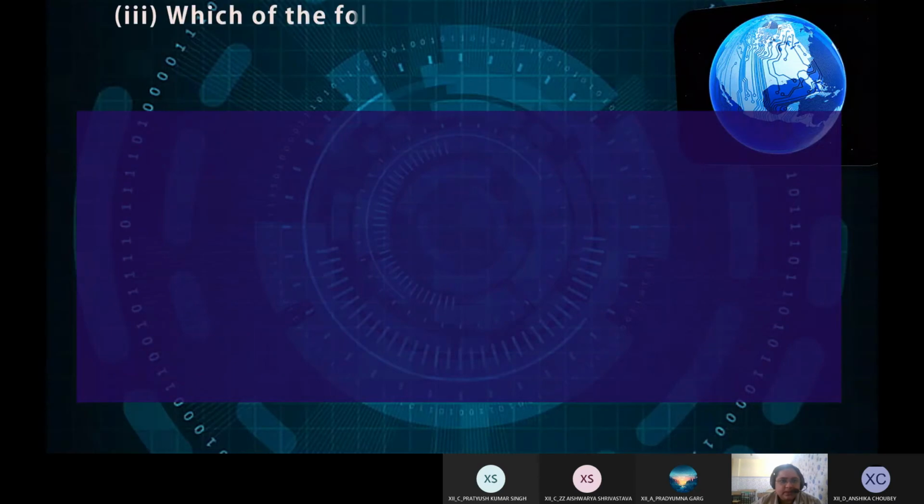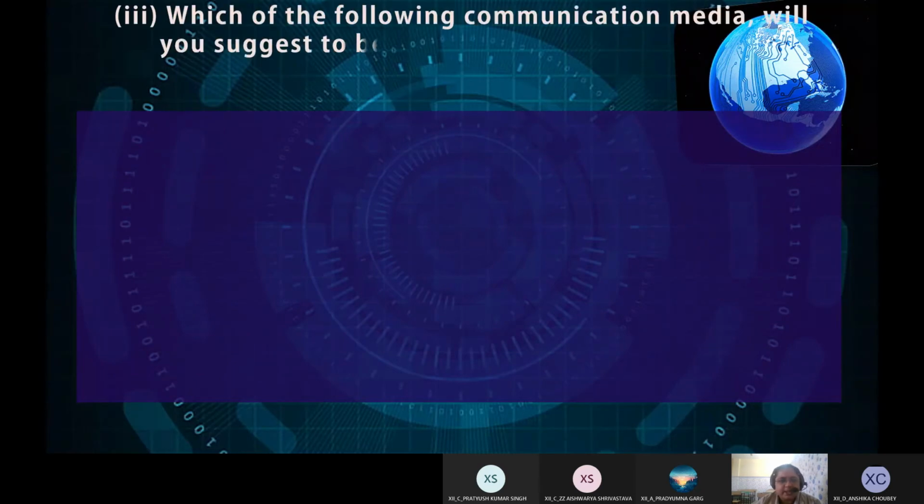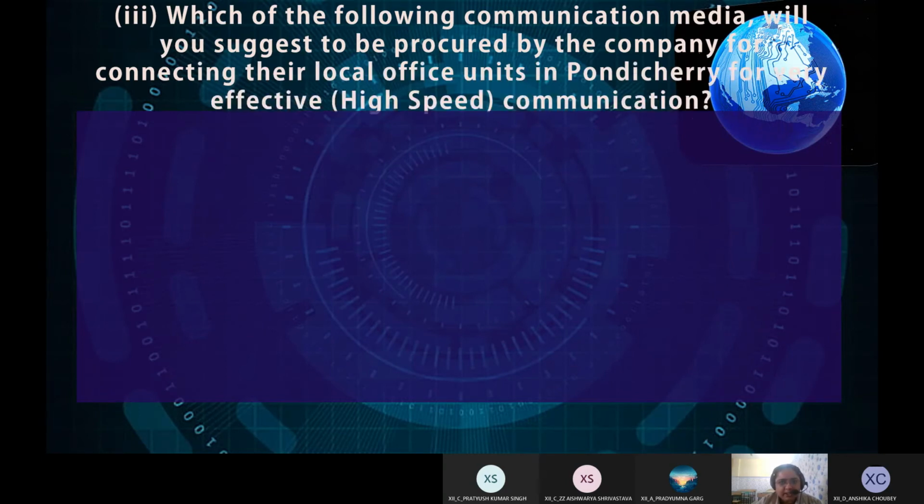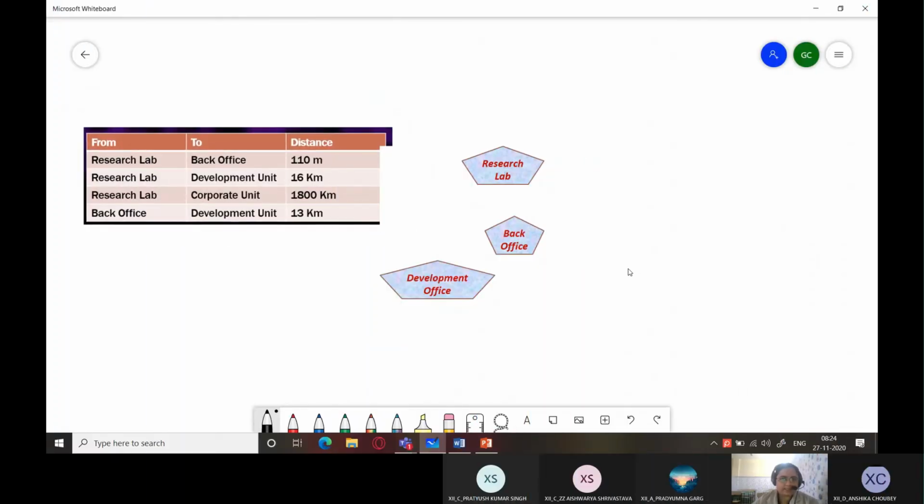Question number 3. Which of the following communication media will you suggest to be procured by the company for connecting their local offices in Pondicherry for very high speed, that is, effective high speed communication? Now you have already seen all the buildings and their distances, except one of the pairs. Let me go back and see.